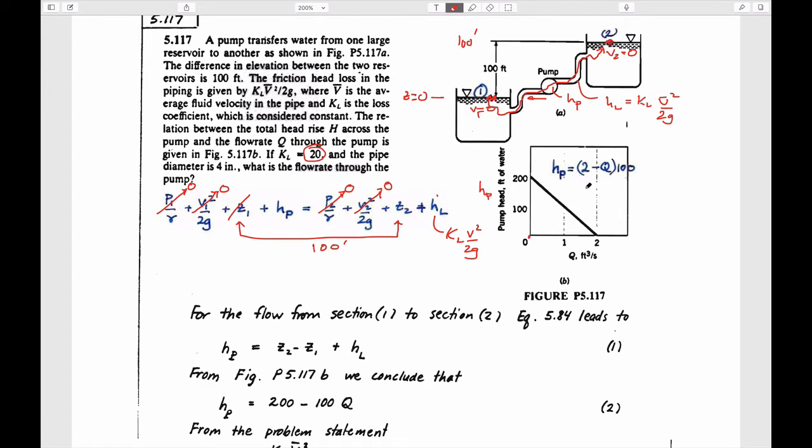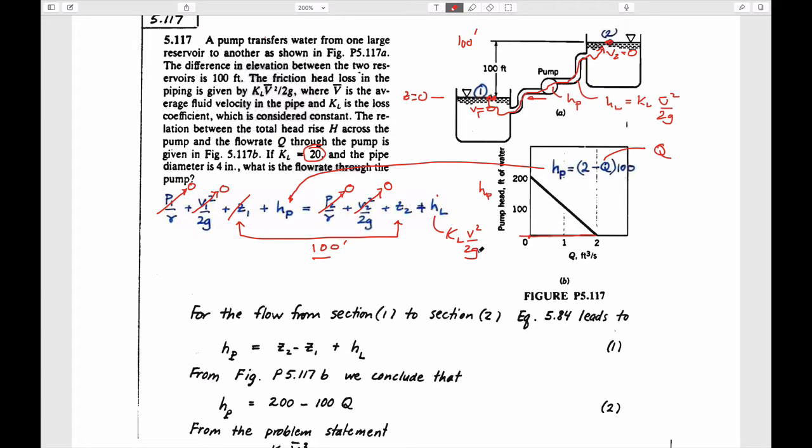So when the flow rate is 0, then the pump head is equal to 2 minus 0 times 100, which is 200 feet of water. When the flow rate is equal to 2, then this term here is equal to 0, and the pump head is equal to 0. And so this is just the equation of the pump head, which can go into here. And so now we have an equation where the only terms are, we have a length, we have a pump head, and we have a head loss. And each of these two other terms, this is absolutely defined. HP is written in terms of a flow rate, so this is written in terms of Q.